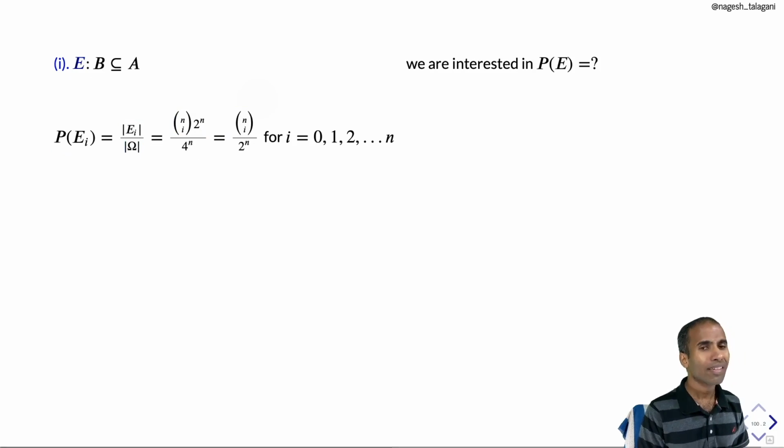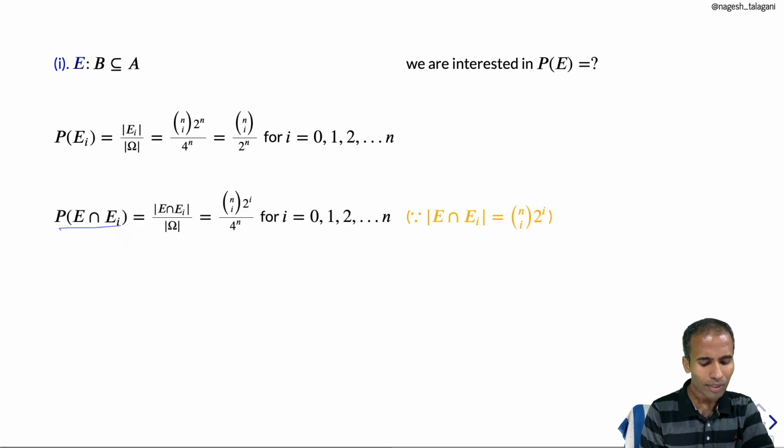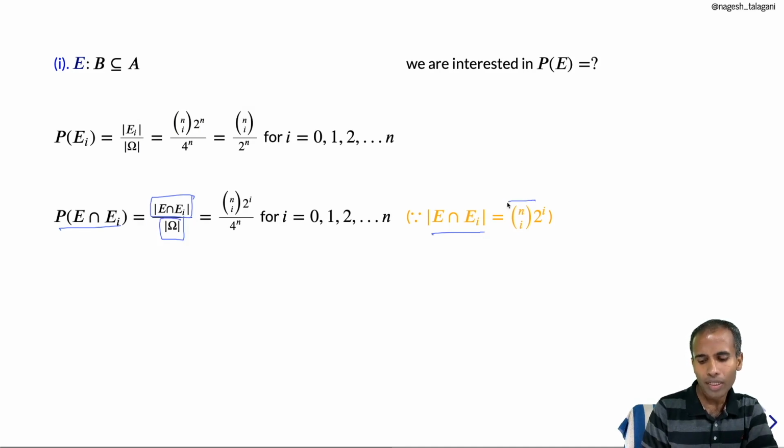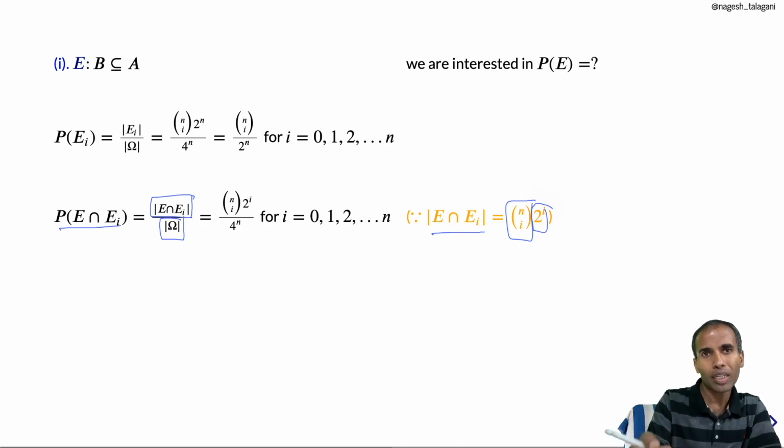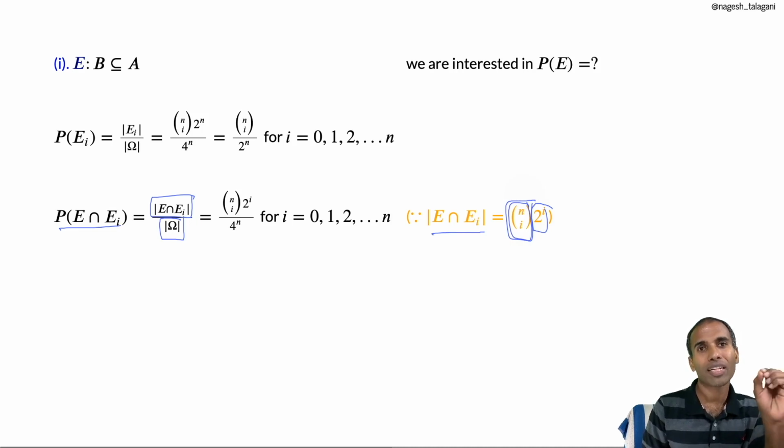Okay, now let's also look at the probability of E intersection Ei. The probability of E intersection Ei is going to be the number of elements in E intersection Ei divided by the number of elements in omega. The number of elements in E intersection Ei is going to be n choose i times 2 to the power of i. Here you want Ei and E both to happen, right? If you want Ei to happen, you must pick A of size i. There are n choose i ways you can pick A of size i, because there are n choose i subsets of S of size i, right?